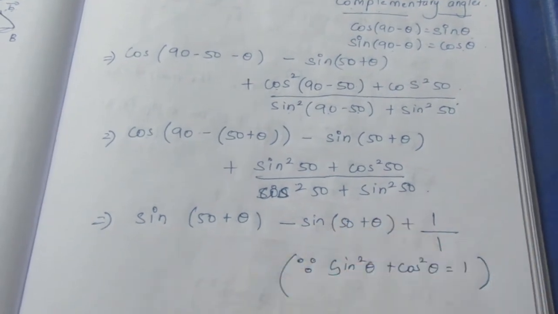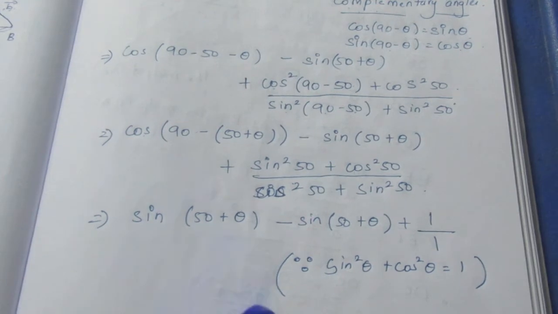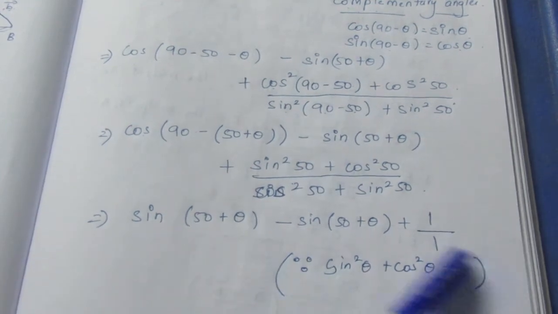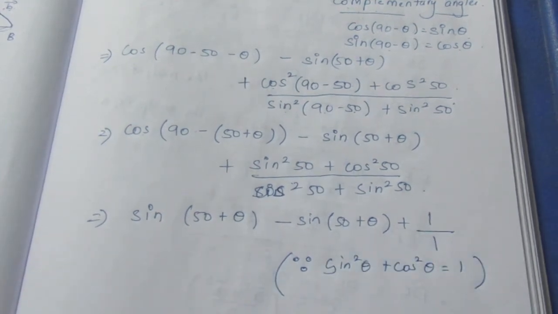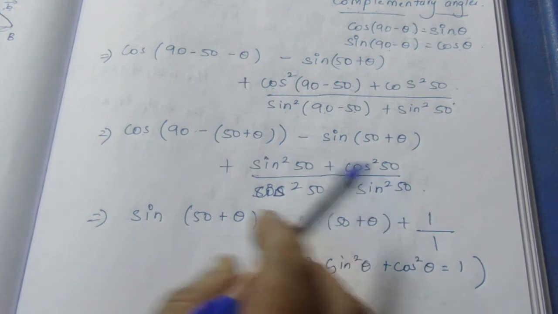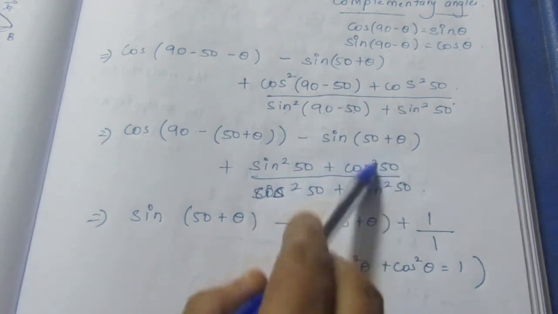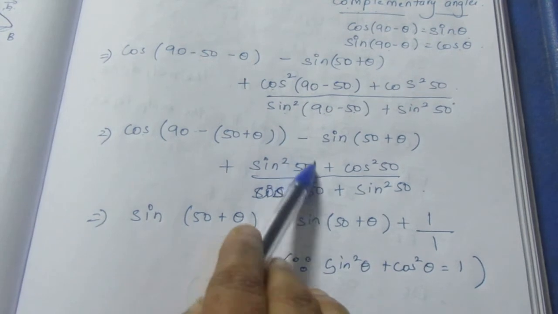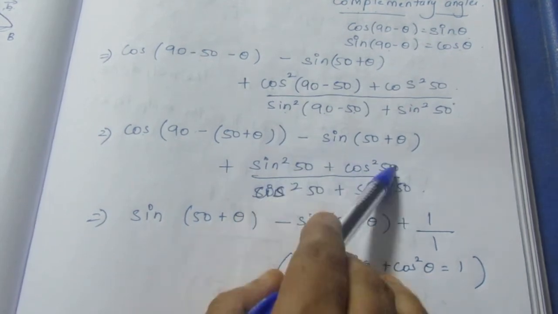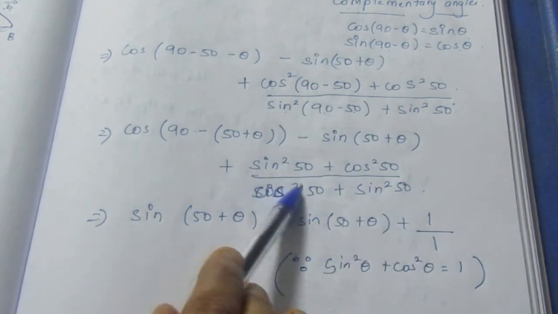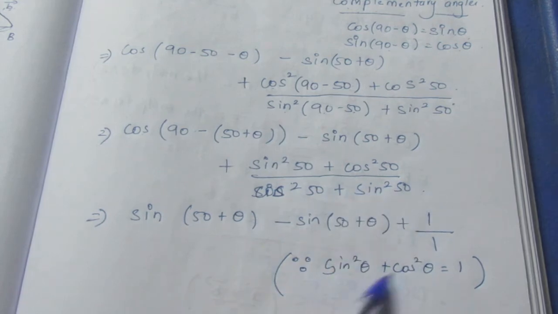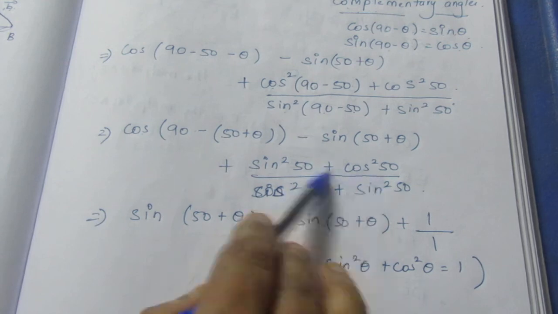Wherever you are using the formula, you need to write the formula. For this you will get half a mark in your board paper. Now the theta value here is the same. So sin square theta plus cos square theta, the same value 50, will become 1. The same way cos square 50 plus sin square 50. It is an addition, so we can write it in any order. Even this will become 1.